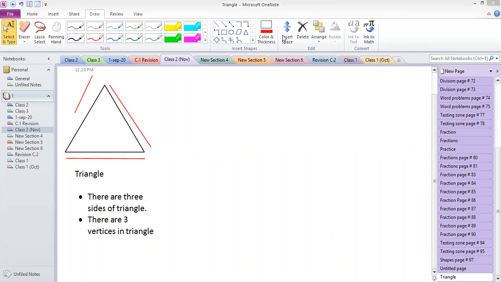Can you identify the shape of rectangle, square and triangle from different shapes? Yes or no? Yes. Oh, very good, very good. So you can identify different shapes. You can identify square, triangle and rectangle from different shapes. And can you tell me how many vertices are there in triangle? How many vertices are there in triangle? Three.